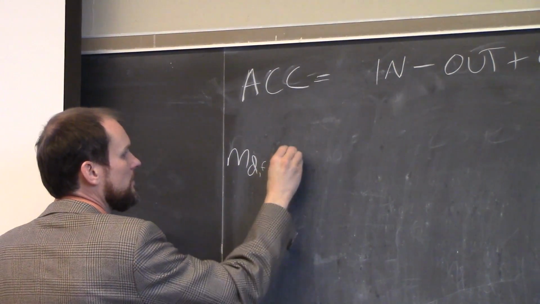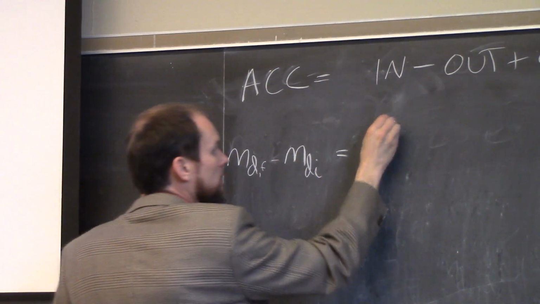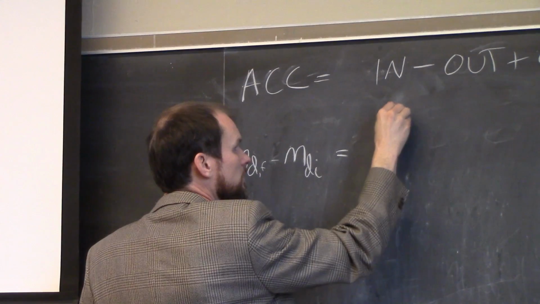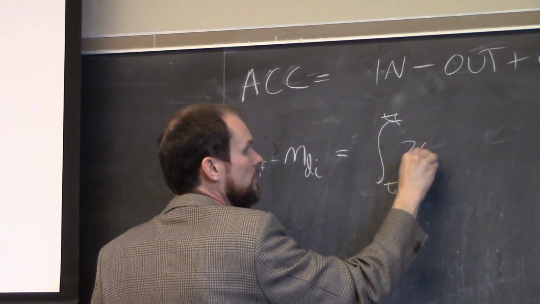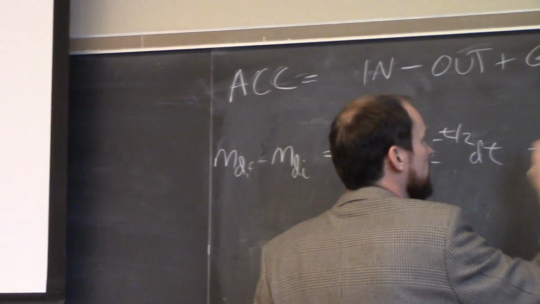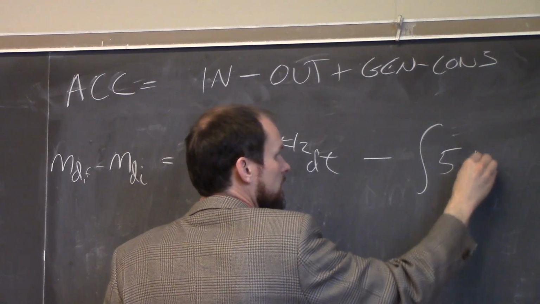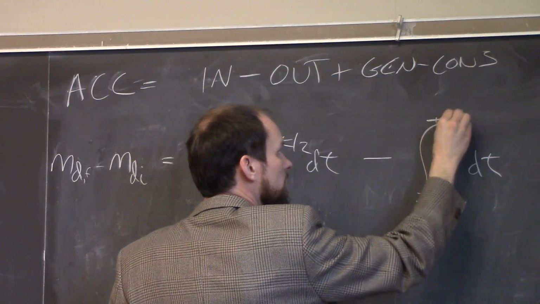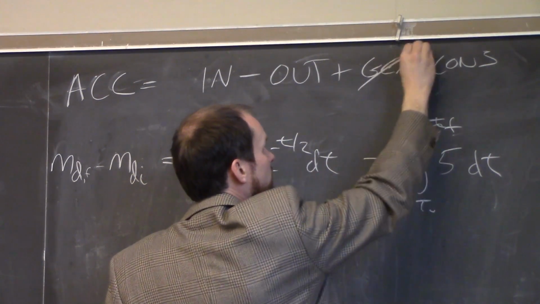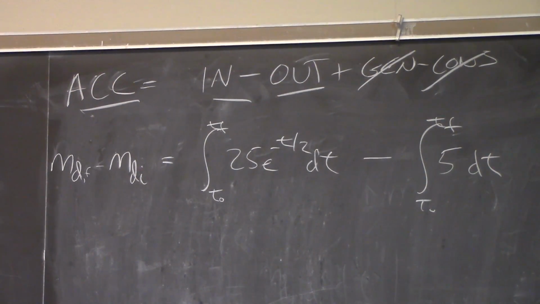MDF minus MD initial equals the integral from T initial to T final of 25 e to the negative t over 2 dt, minus the integral from t initial to t final of 5 dt. And generation consumption, we do have in, we do have out, we do have accumulation in the body.